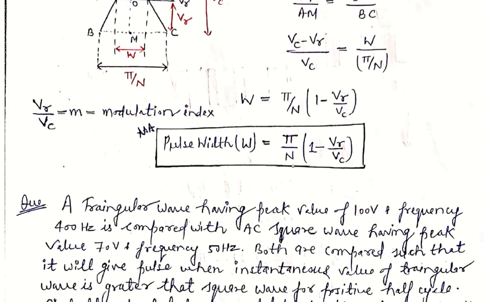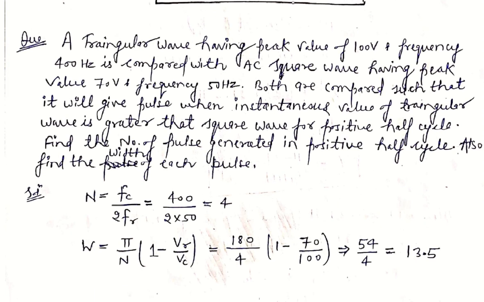So one numerical is there. We will solve this numerical to understand this whole concept. A triangular wave having a peak amplitude of 100 volt, that is VC is given, 100 volt, and frequency Fc equals 400 Hz, is compared with the AC square wave having a peak value of 70 volt. What is 70 volt? That is VR, and frequency FR, because it is the reference signal.